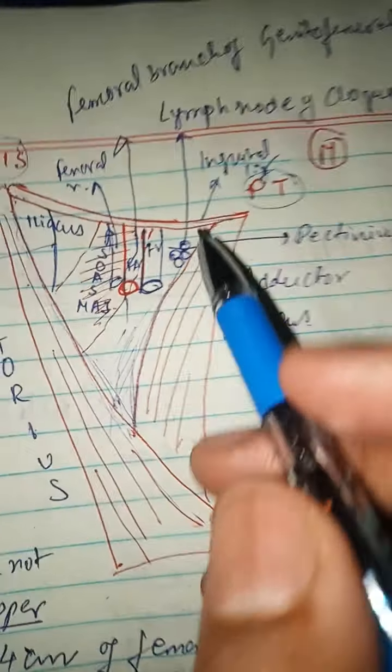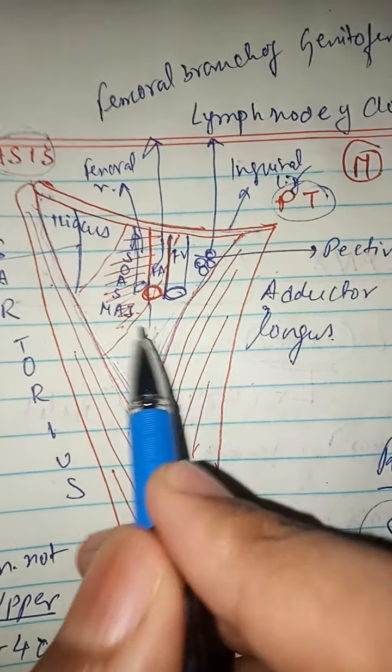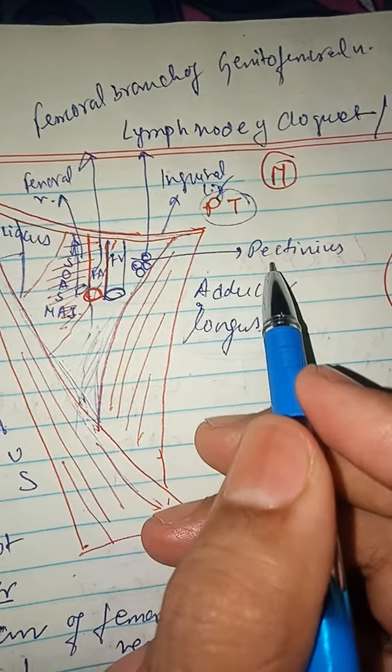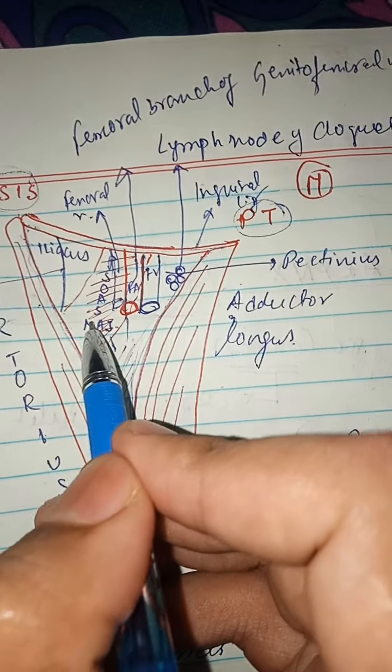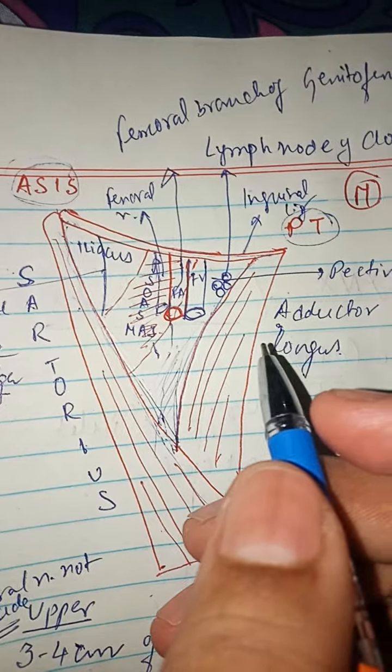Now the floor is formed, from medial to lateral, by the adductor longus muscle, then the pectineus muscle, then the psoas major muscle, then the iliacus muscle.